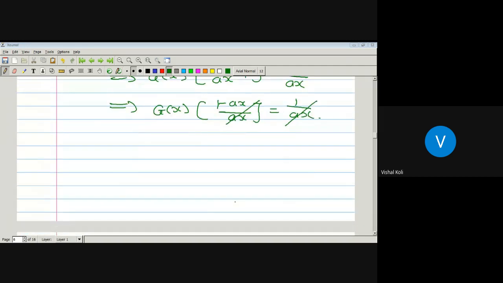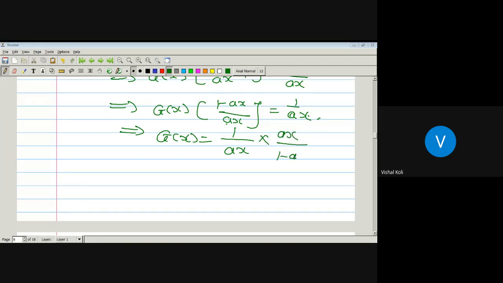Take this on the right hand side. So what is the value of g of x? G of x is 1 upon a into x. Just multiply both sides by ax upon 1 minus ax. Then it is ax divided by 1 minus ax. This one gets cancelled. So what is the generating function? G of x is 1 upon 1 minus ax. So in this way we can also find our generating functions.